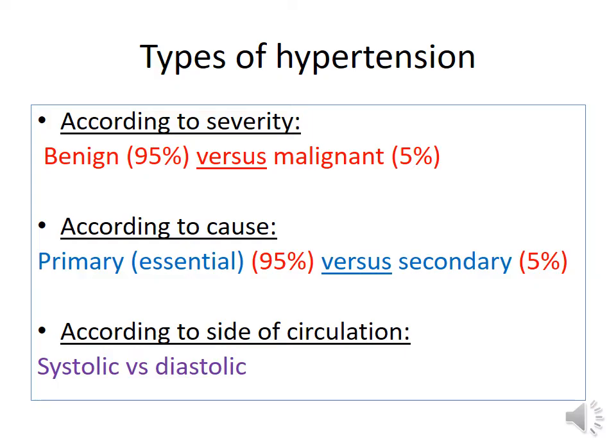Another way to look at hypertension is according to the etiology or the underlying cause. By this way, we can divide hypertension into primary or essential hypertension and secondary hypertension. Another way is to decide the side of the circulation that is affected by the high blood pressure reading, meaning we have either systolic or diastolic hypertension.